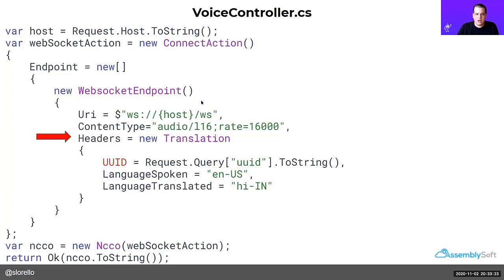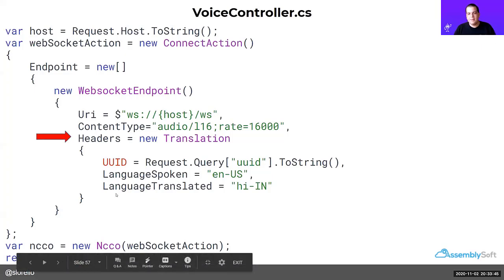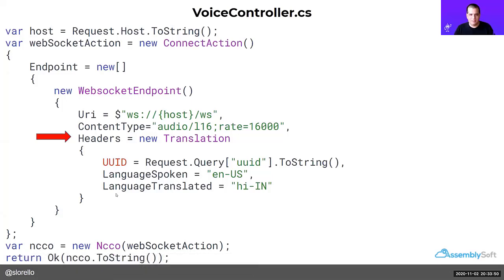And finally, we're going to pass this translation object into the headers. When we upgrade the WebSocket and start reading the messages off of it, the first message that we're going to get is a JSON object that's embedded in these headers here. This makes it really easy to transmit metadata through the WebSocket. In this case, we're going to be providing it the unique ID of the call. So that's the request query's UUID.